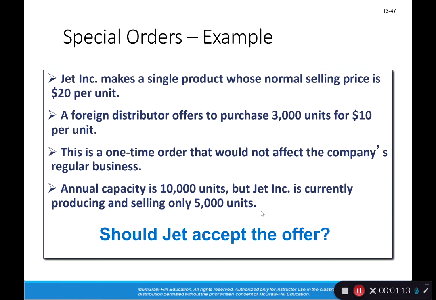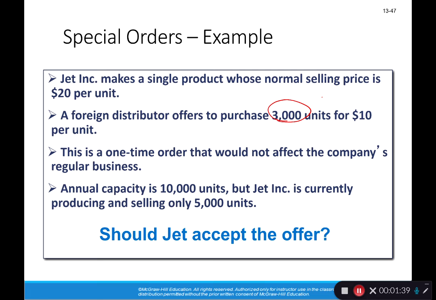Jet Inc. makes a single product whose normal selling price is $20. A foreign distributor offers to purchase 3,000 units for $10 a unit. This is a one-time order, won't affect regular business. Annual capacity is 10,000 units. Jet's currently producing and selling 5,000. So why do I care about that? It means they have plenty of excess capacity to meet the demand of the foreign distributor. So should we accept the order?